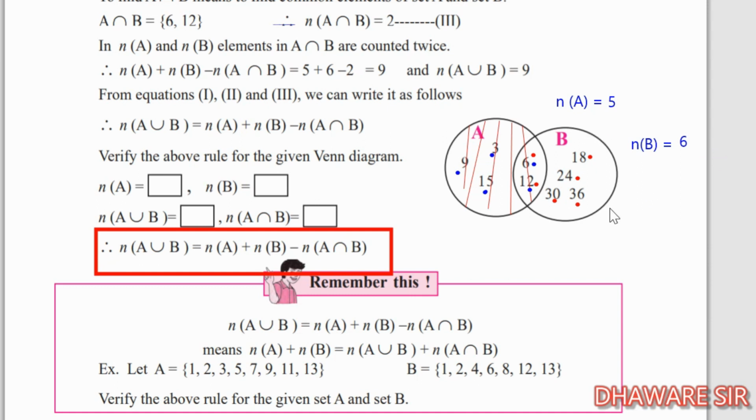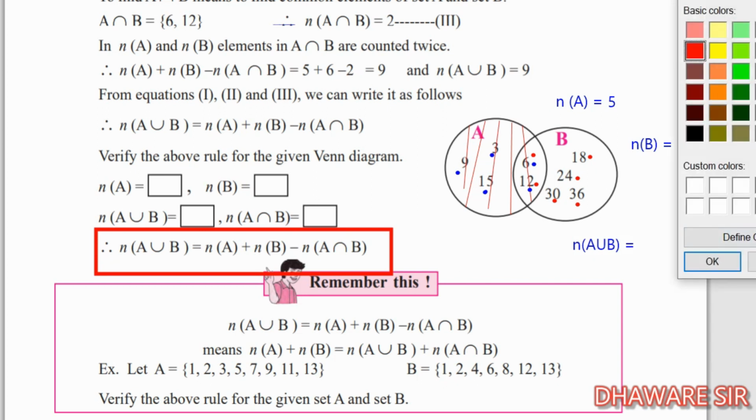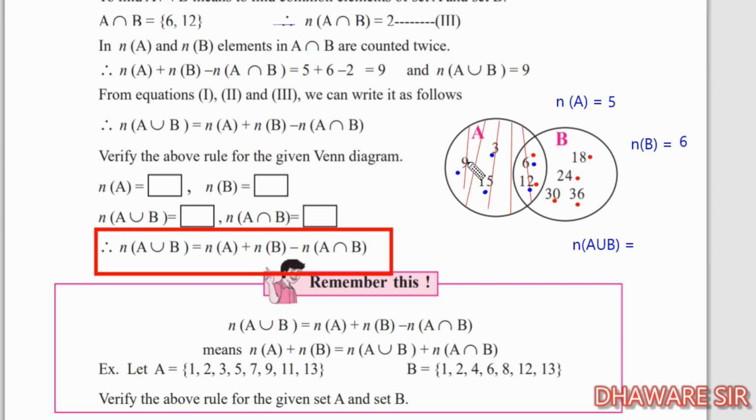So how many elements are there in n of A union B? Let us write here the number of elements in set A union B. Let us see. Union means all the elements in set A and B. We can write here all the elements in set A and B. We are using a different color again to identify how many elements there are. So using this color we can count the elements.